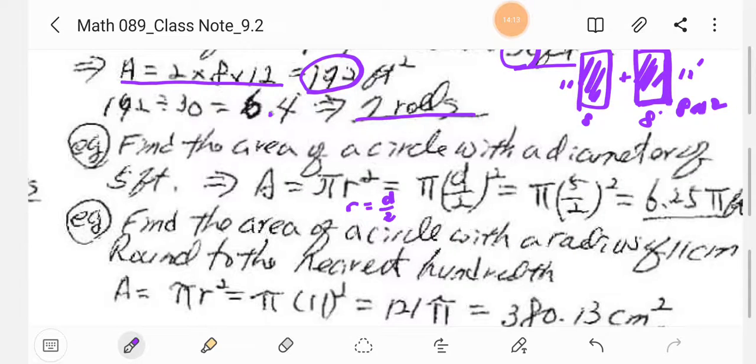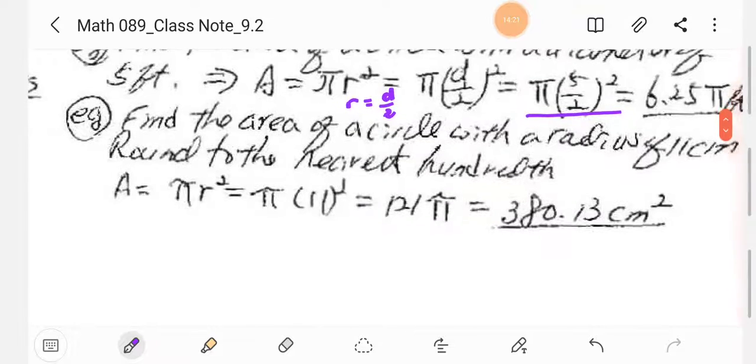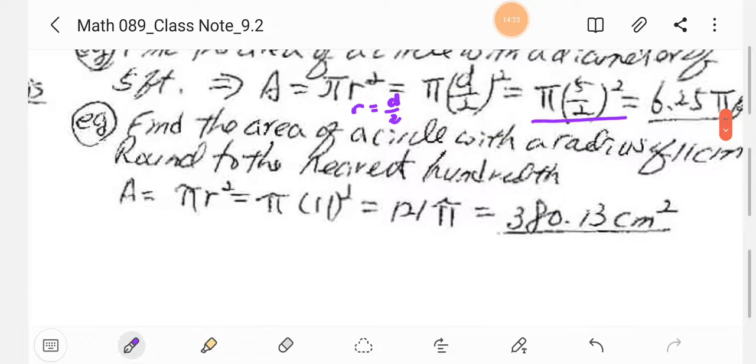So pi r squared is this one. Right? Pi r squared. Okay, find the area of a circle with a radius. Okay, radius is given. So pi r squared, from the formula, just replace r with 11, the given number, then calculate.